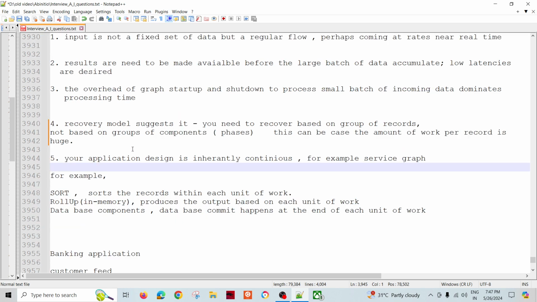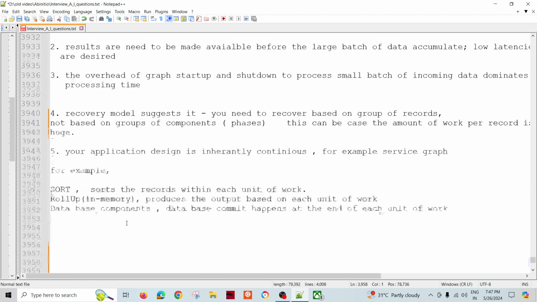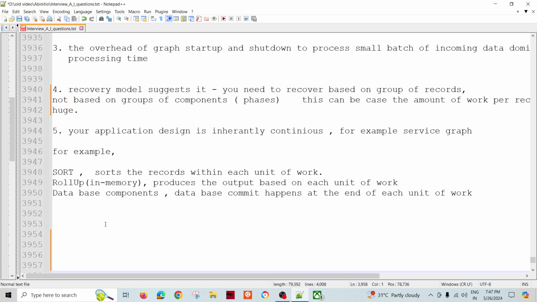So how will major components behave in continuous flow processing, let's say the sort component? How sort behaves in a batch graph is that we have a total number of records to supply to the sort component, and we supply the max core value, and then it will start sorting those records. Everything should be sorted, and after that the records should start flowing out of the sort component, right?